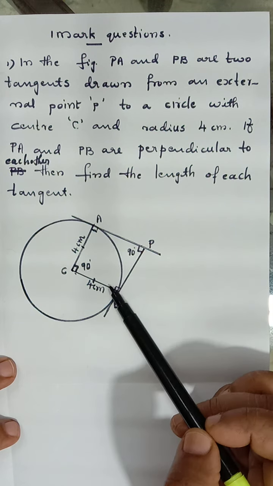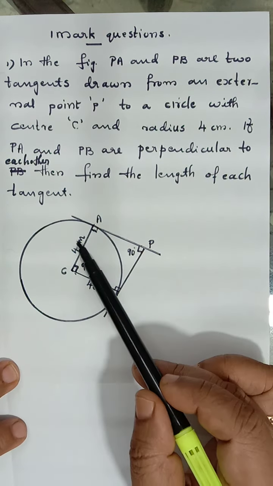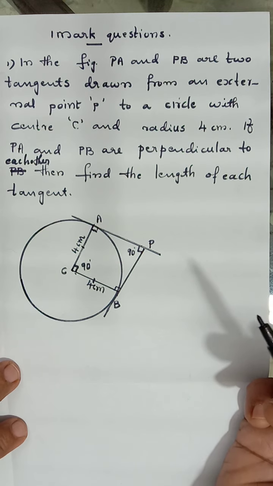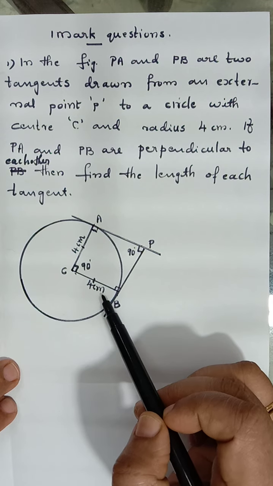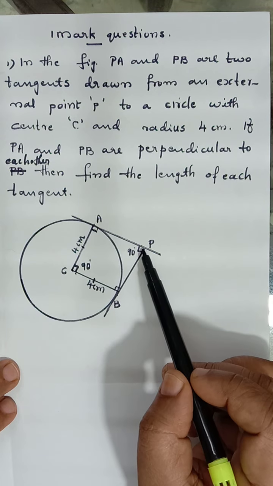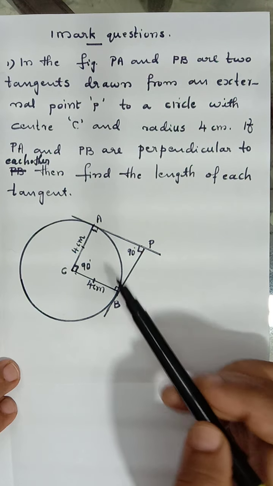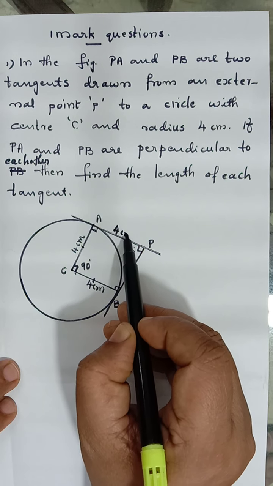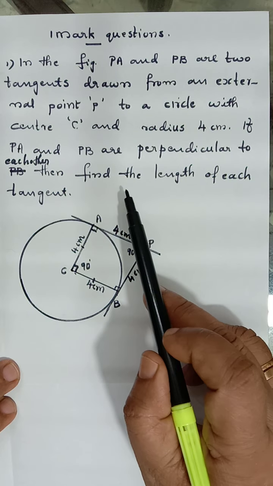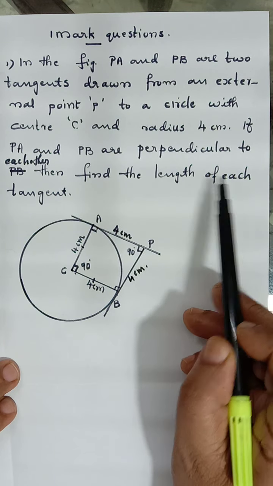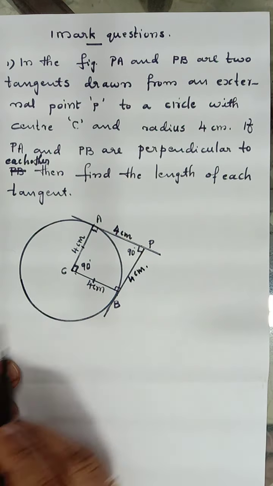A parallelogram with adjacent sides equal having 90 degrees, or a rectangle with adjacent sides equal, is a square. If it is a square, isn't it all the sides are equal? That is, AP will be equal to AC and BC will be equal to PB. So all these sides are equal and each side will be 4 cm. And our question's answer here is the length of each tangent equals 4 cm. That is how we have to write the answer.